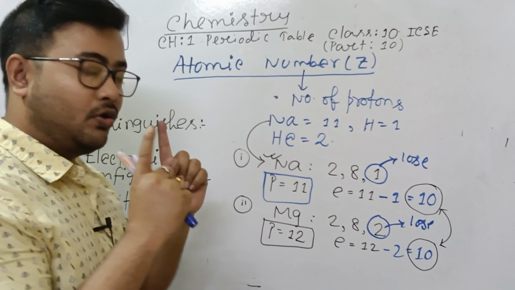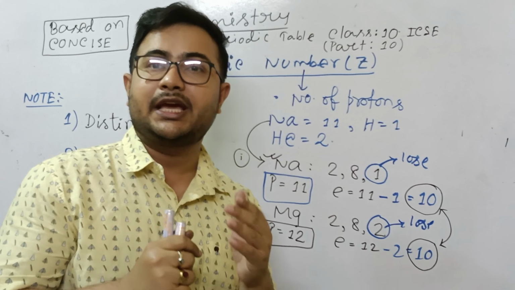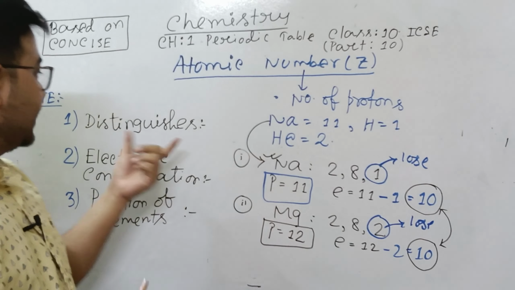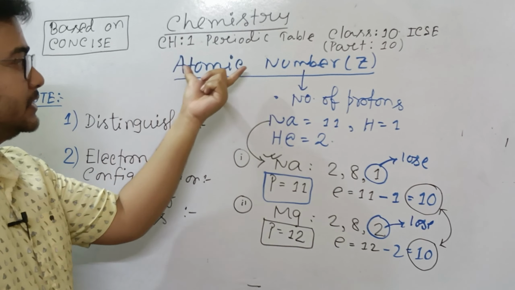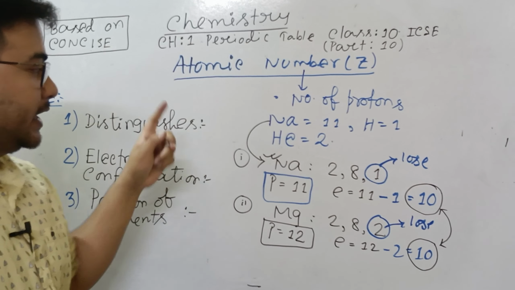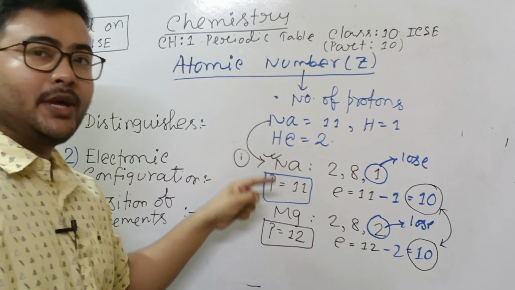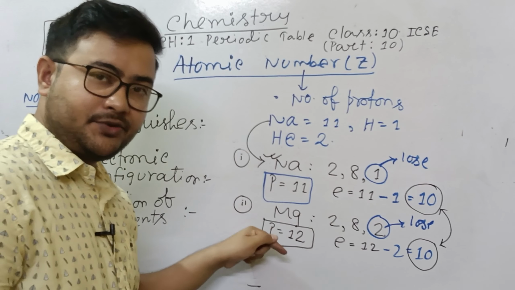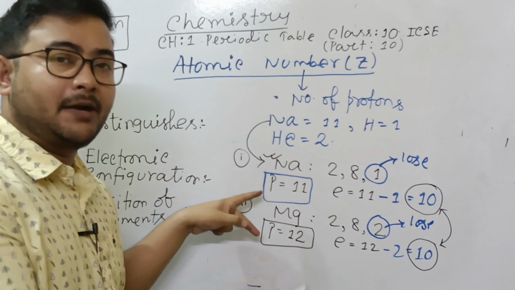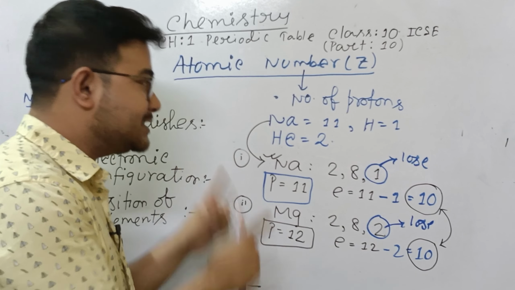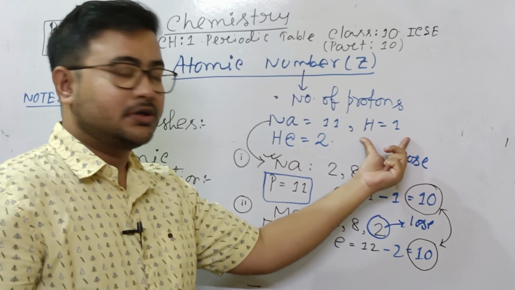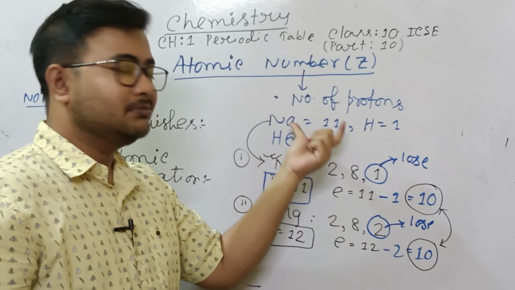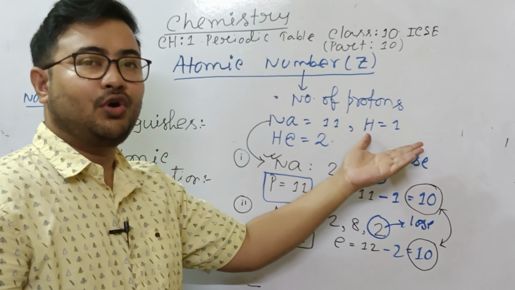Okay, so always clear your concept with the help of an example. What is the first topic that is given in Selena after this atomic number? We can distinguish the two atoms with the help of their proton number. Proton number will always be different for all the atoms. Hydrogen proton number 1, helium 2, lithium 3, beryllium 4, and so on.